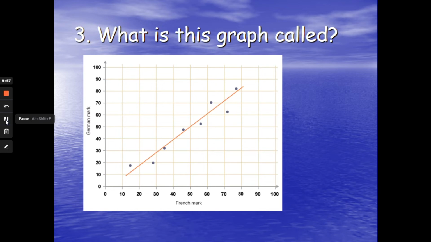So what kind of graph is that? Is it a bar chart, a pie chart, a time distance graph, or a line graph?